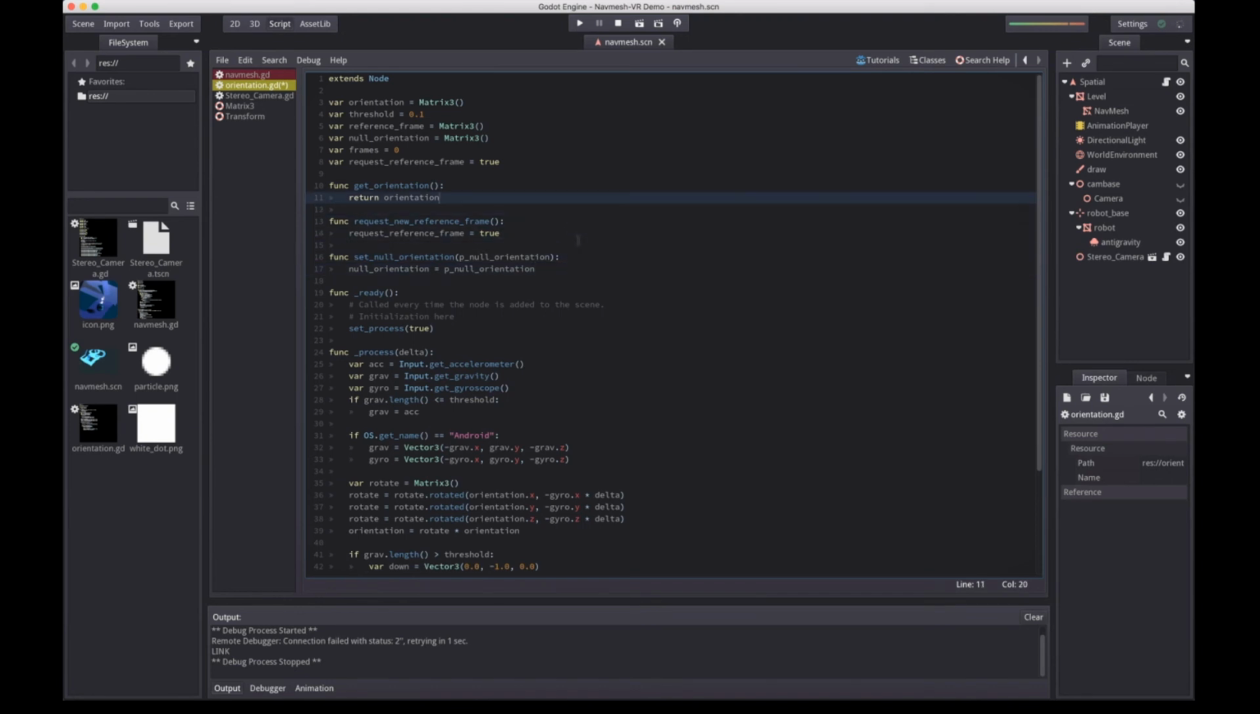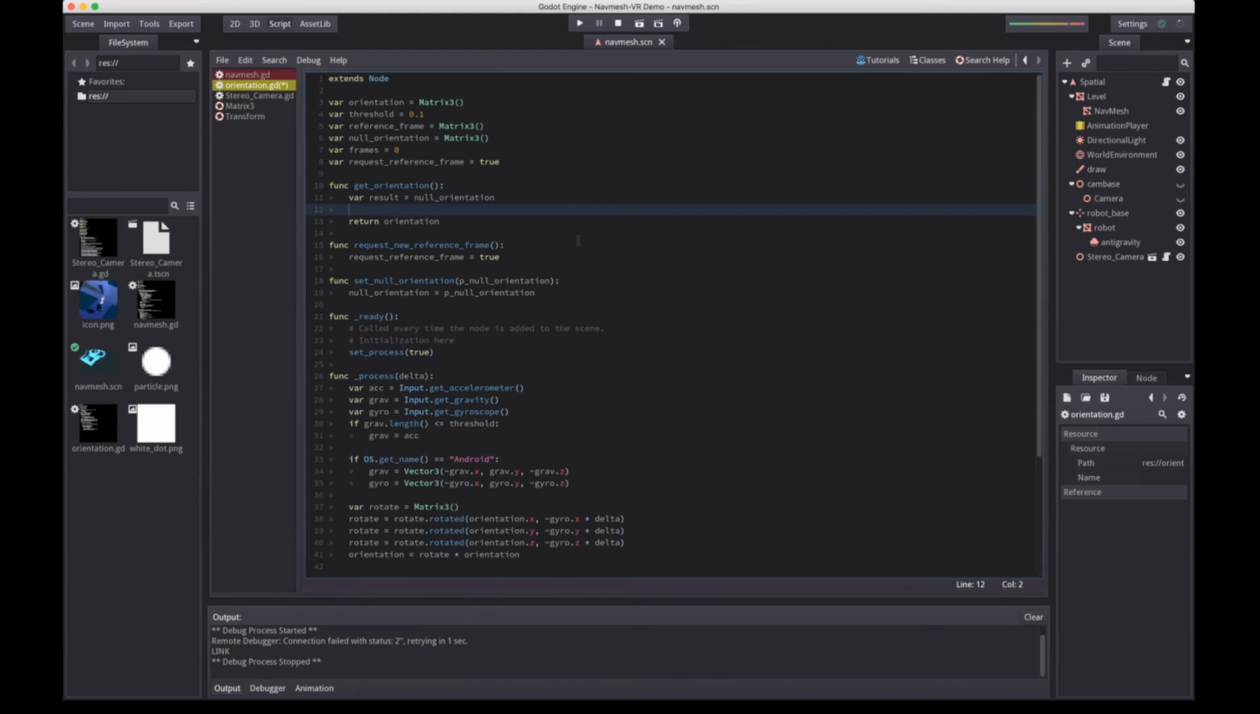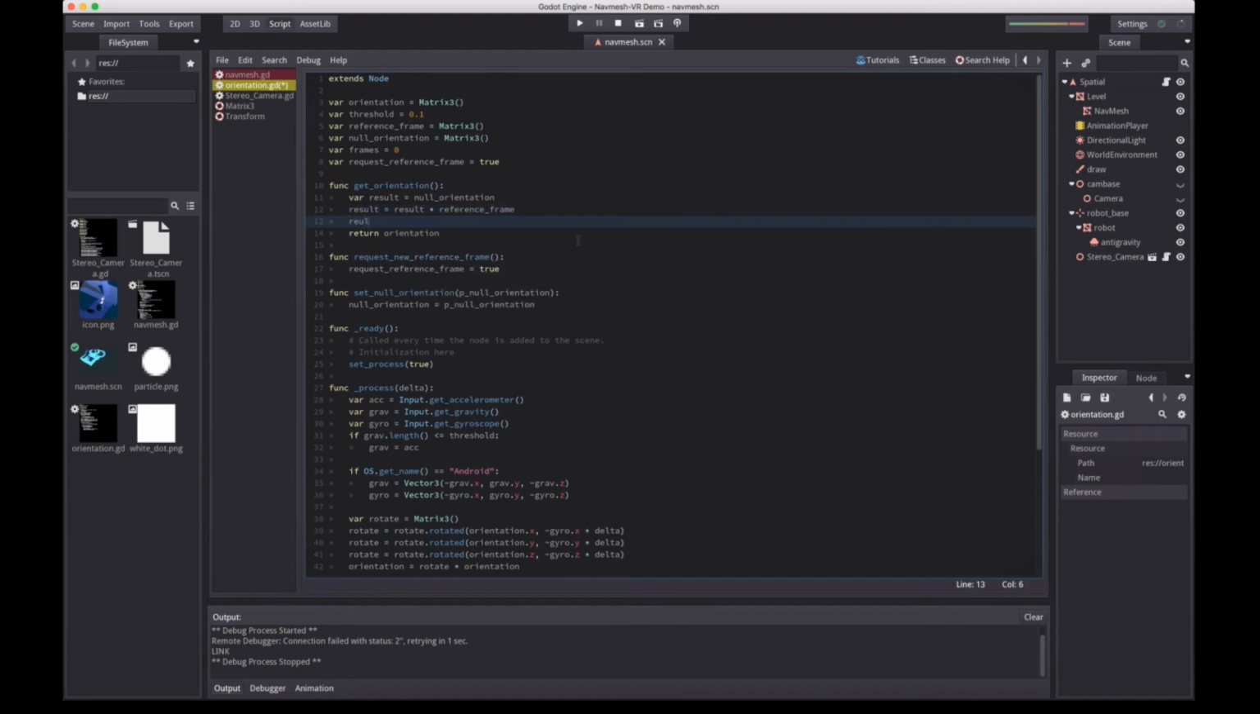And now we need to adjust our get orientation function to actually apply those two. And that's actually quite easy. We start with our null orientation, so the orientation that we want as being forward. We multiply that with our reference frame, which kind of undoes everything, and then we apply the actual orientation of our phone. Okay, so that's our starting point.